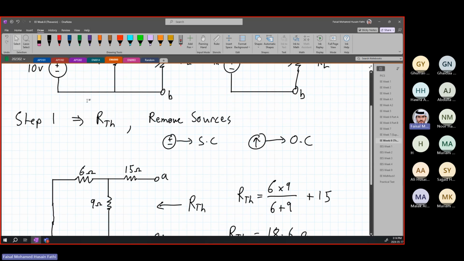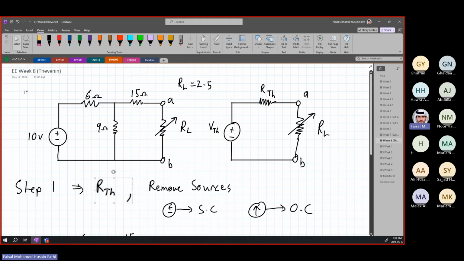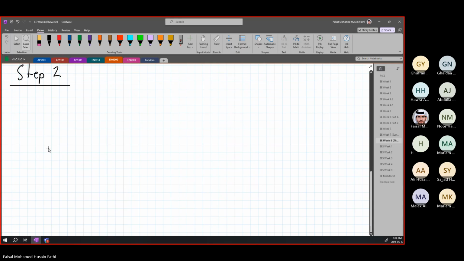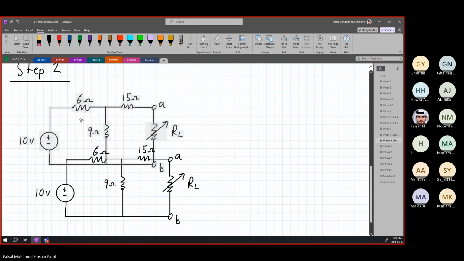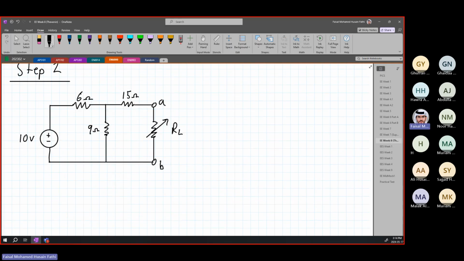Step 2 is, first we found our R Thevenin. Now we need to find our V Thevenin, the voltage that we have to put here. All right. So how do we do that? First, let me just copy paste the circuit one more time. So now we need to find our V Thevenin.